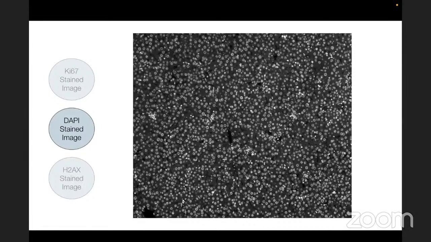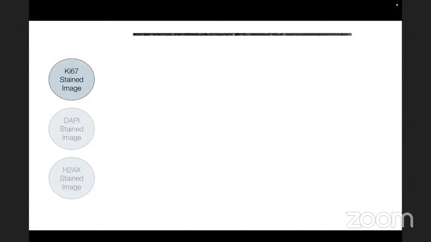The usefulness of this image is that we can do nuclei segmentation and identify the exact coordinates of the image where the nuclei are, for further processing when we're using the Ki67 stain and the H2AX stain, which won't always fluoresce for every single nucleus.